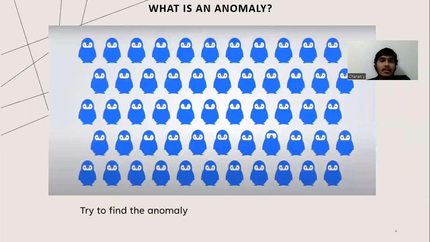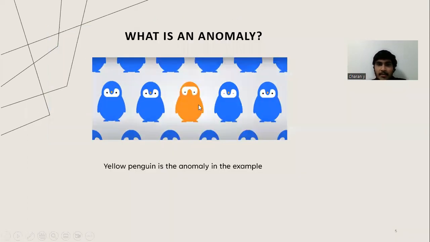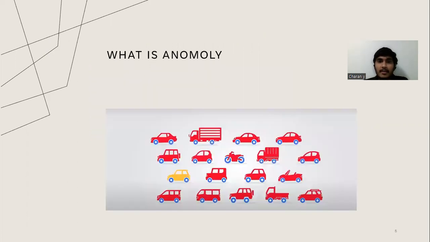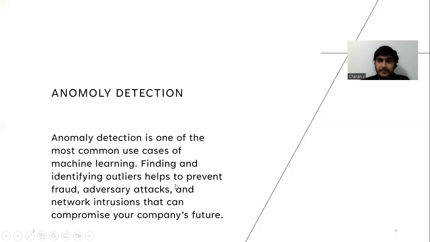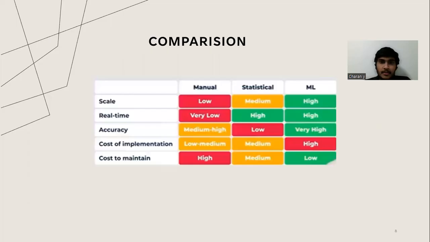I will illustrate in this example. In this example, we can see penguins, and one penguin is odd in this. The yellow one is the odd penguin. So this penguin is called anomaly. Detecting it is called anomaly detection. In this, we can see all the red vehicles and a yellow car in it. Here, the yellow car is an anomaly.